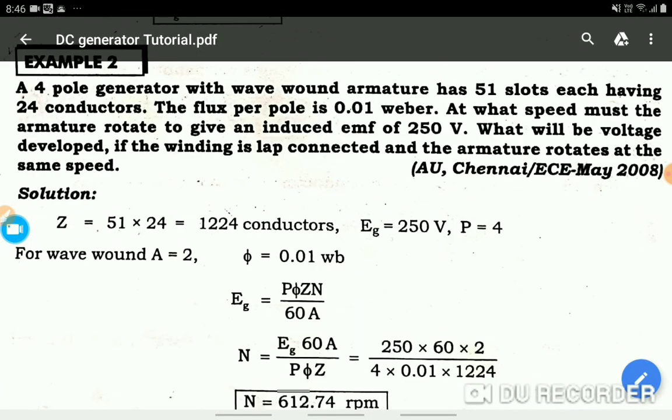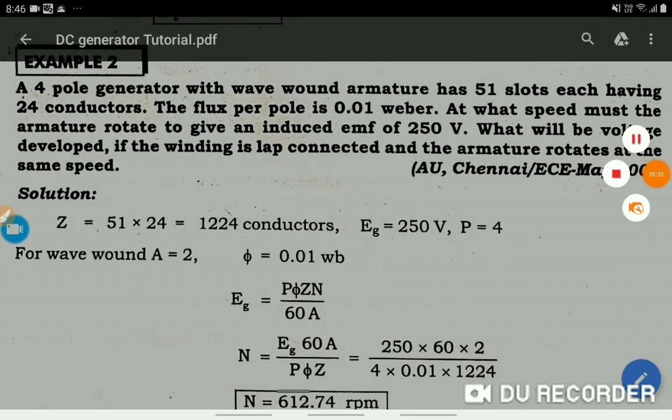A 4-pole generator with wave wound armature has 51 slots, each having 24 conductors. The flux per pole is 0.01 Weber. At what speed must the armature rotate to give an induced EMF of 250 volt? And what will be the voltage developed if the winding is lap connected and the armature rotates at the same speed?